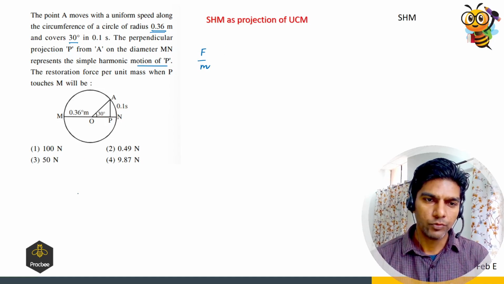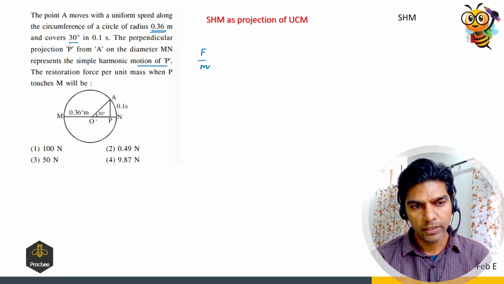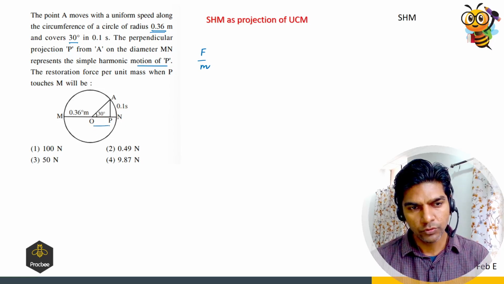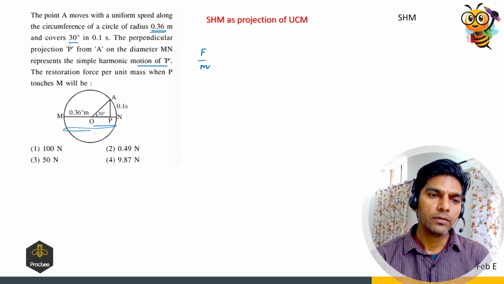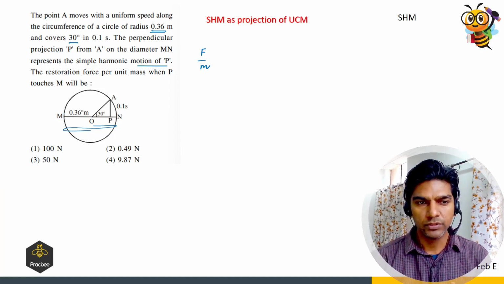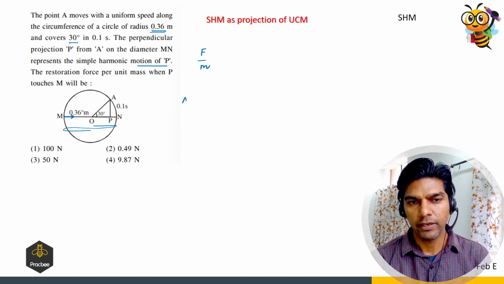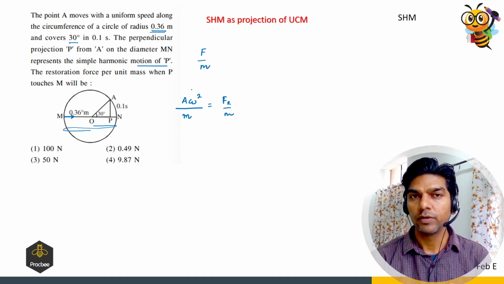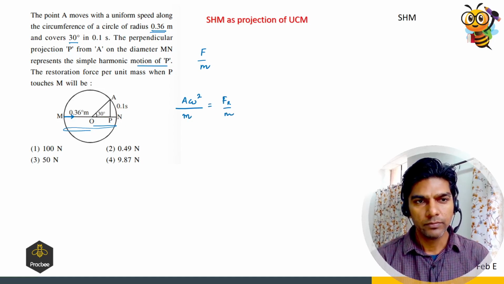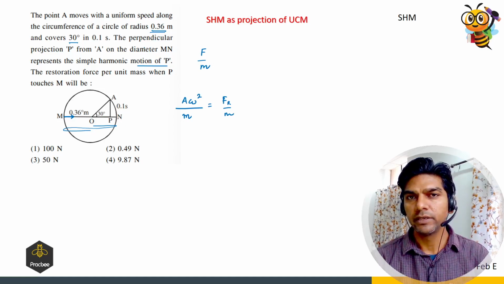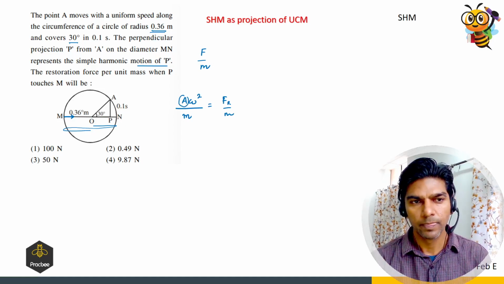If you look at the projection, the particle is undergoing simple harmonic motion from O to N, and then back to O, and then from O to M, and then back to O. M corresponds to the extreme left position, and we have to find the restoring force. At the extreme left, the force will be towards the mean position, and it will be A omega square. If I divide this by mass, that will be the restoring force per unit mass. We have to find the value of this. The radius is given, and this radius is nothing but the amplitude, so A is given to us.